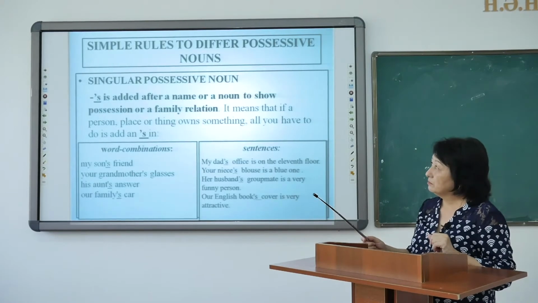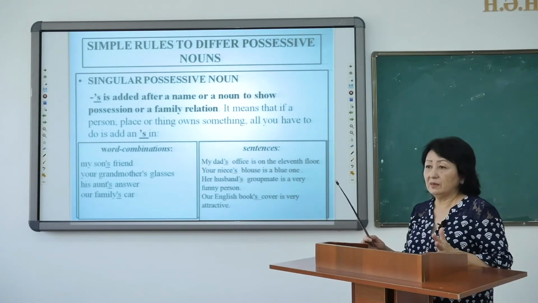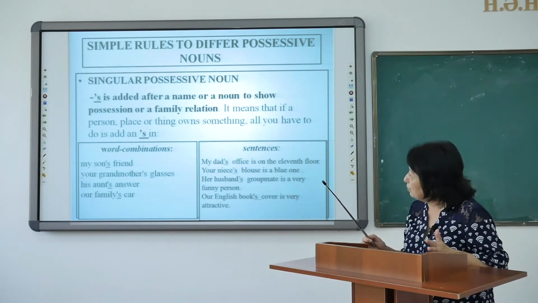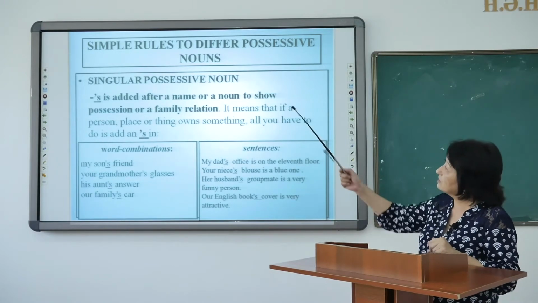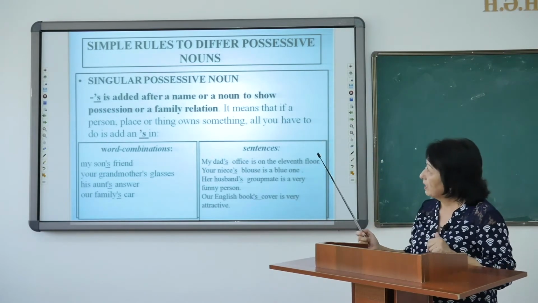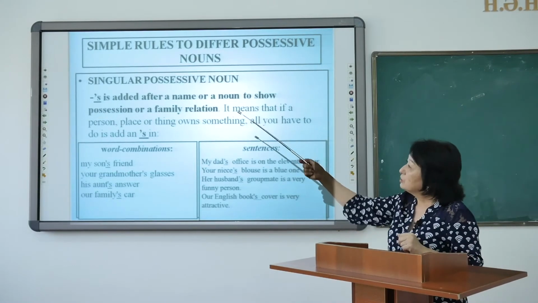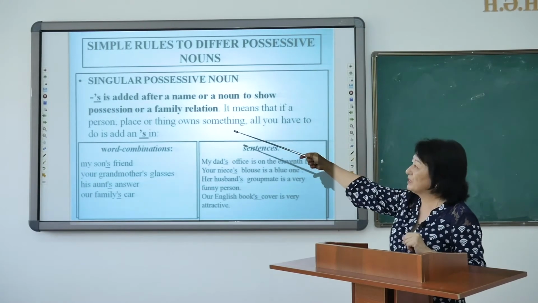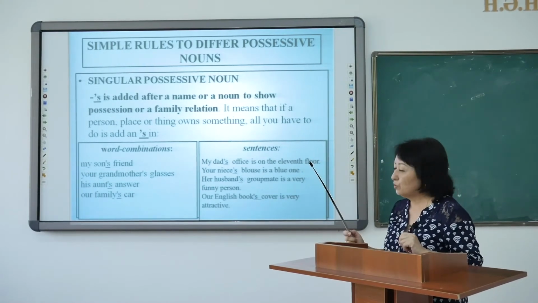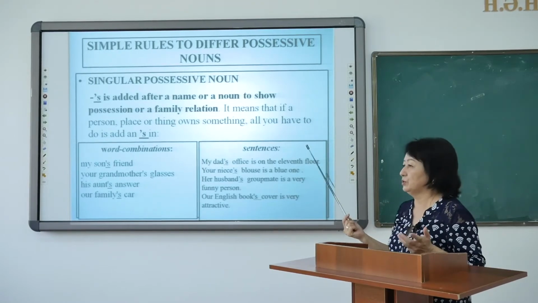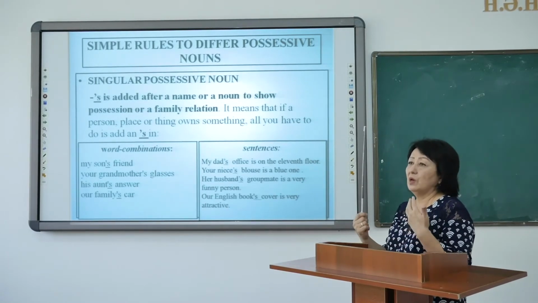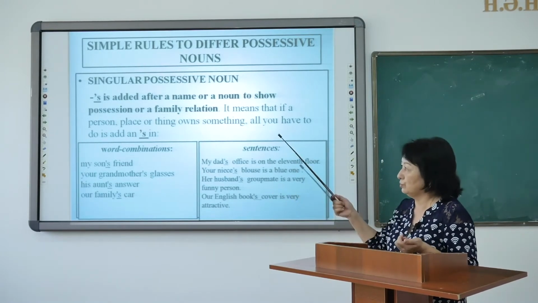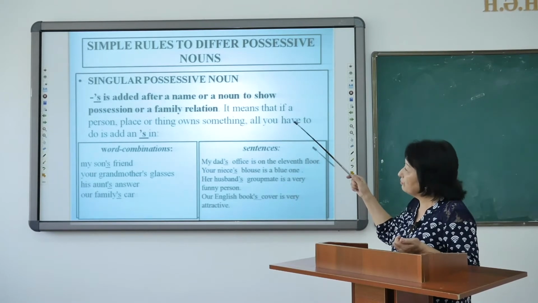But don't worry about how I will differ the apostrophe in singular possessive and plural possessive nouns, because we have simple rules to differ these possessive nouns. Let's start with the singular possessive noun. Apostrophe and S is added after a name or a noun to show possession or a family relation. So what does it mean? It means that if a person or place or thing owns something, you just add apostrophe and S.